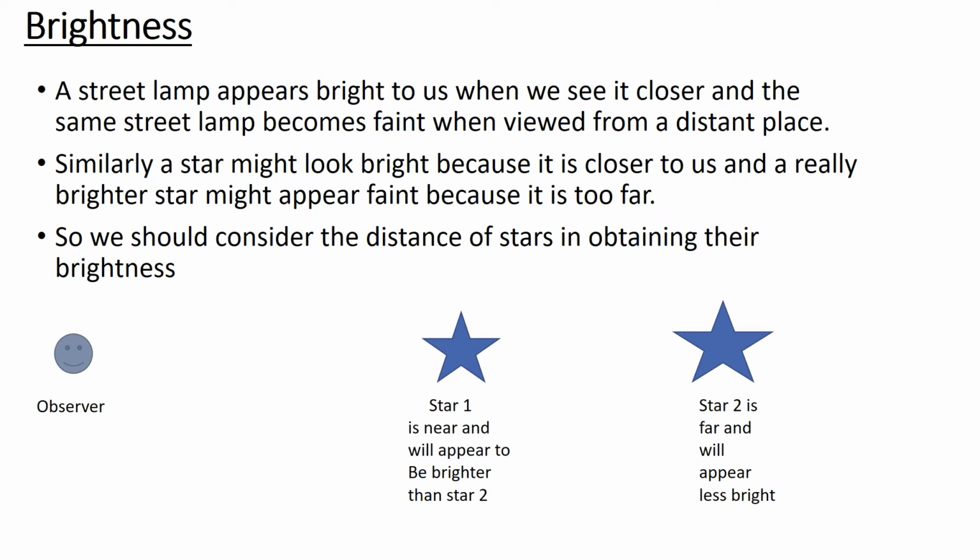Here you can see there are two stars, star 1 and star 2. Star 1 is closer to the observer as compared to star 2, so star 1 appears brighter to the observer. But this does not mean that star 1 is brighter than star 2. Star 2 may be brighter than star 1, but as it is situated far away, it appears faint. So this is just apparent brightness. Apparent brightness means how bright it appears from Earth, so it depends on the distance between the star and the observer.